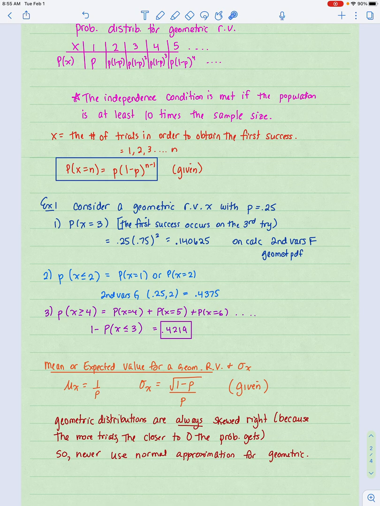All right, the second example, we're still using the same probability of 0.25. But now I want the probability that it occurs in less than or equal to 2 tries. So that means either 1 try or 2 tries.